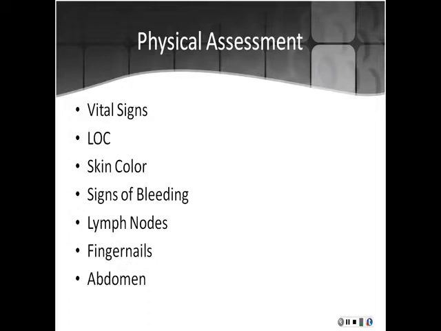I want to take a look at their fingernails. So striations or spoon-shaped type of nails can indicate anemia. If they have clubbed fingers, this could indicate long-term hypoxia and anemia as well. I want to take a look at their abdomen. Is there any ascites or swelling, any increased abdominal girth? This can again indicate bleeding or ascites as well.